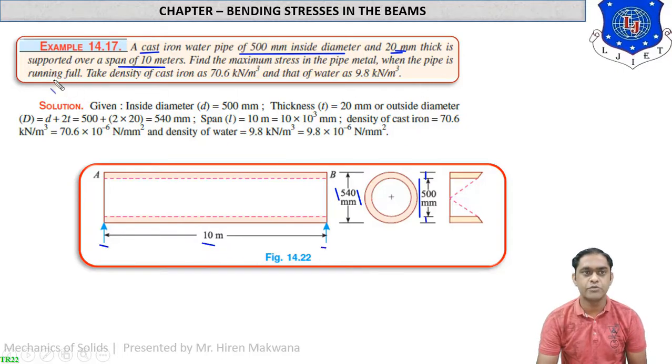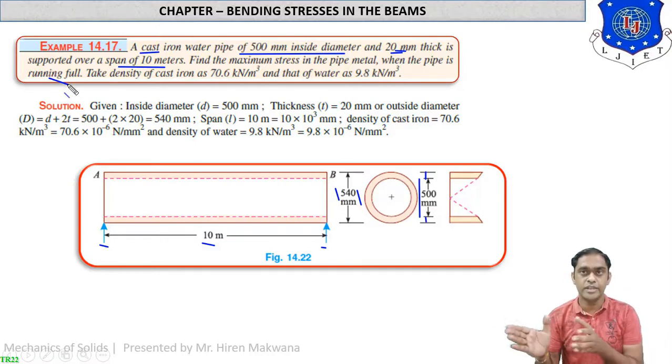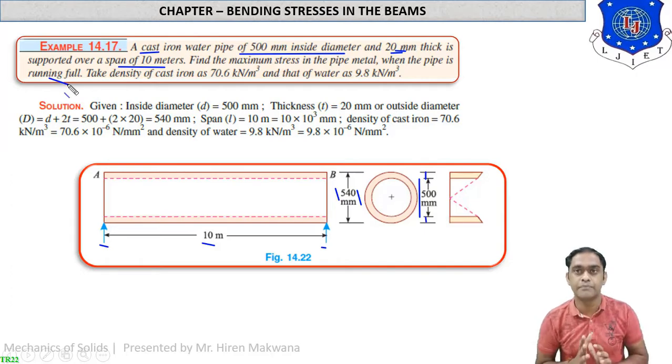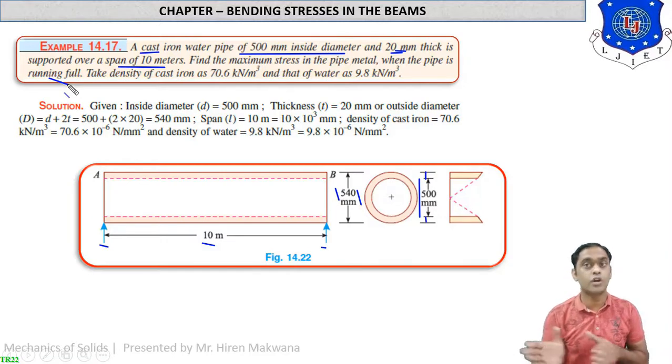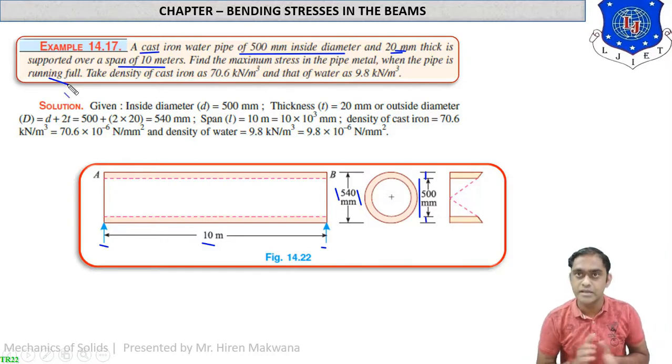When the pipe is running full, now remember this thing, the pipe is running full means the pipe is carrying water throughout the length. So you have to understand that the pipe is subjected to UDL, as the pipe is running full of water. Now UDL is also of two types. First one is UDL of the entire weight of the pipe. It is W1, which denotes the weight of the pipe per meter length, while the second UDL is the weight of the water flowing through the pipe. So that is W2. It is the weight of the water in the pipe per meter length.